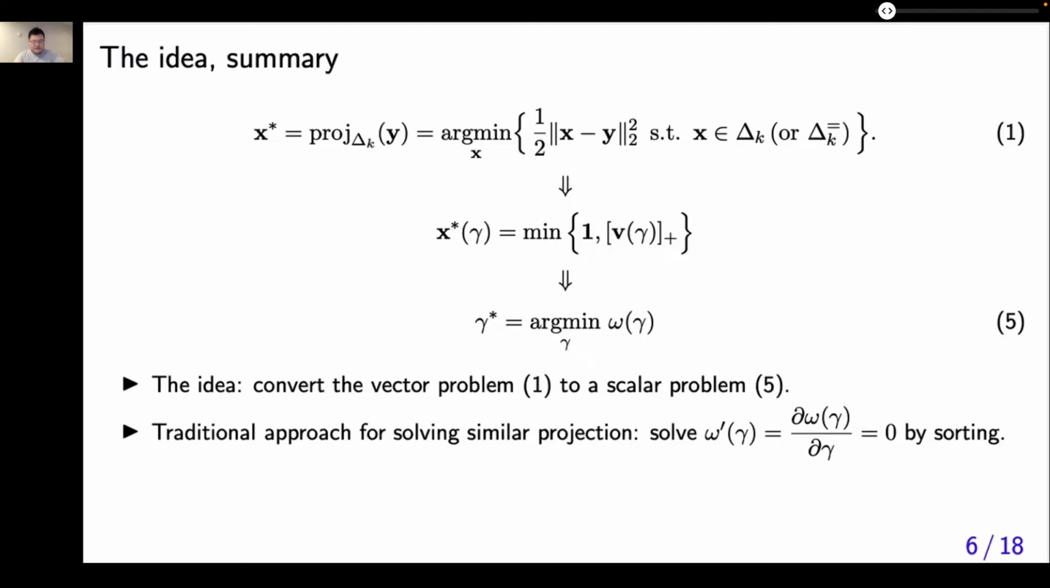The traditional approach for solving a similar type of projection, for example, some papers on solving projection onto the unit simplex or unit L1 ball, will stop here, and they will continue by solving omega prime equal to 0, that is, the gradient of omega with respect to gamma equal to 0, by some sorting, because the omega function is a piecewise linear function. But in this work, we do not use sorting to solve this problem. We will instead solve problem 5 directly using a numerical method.